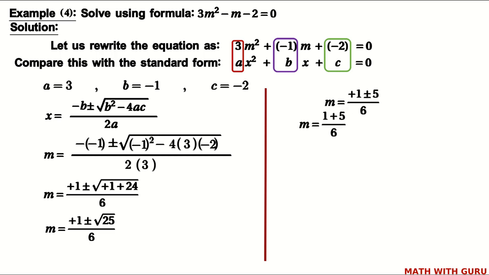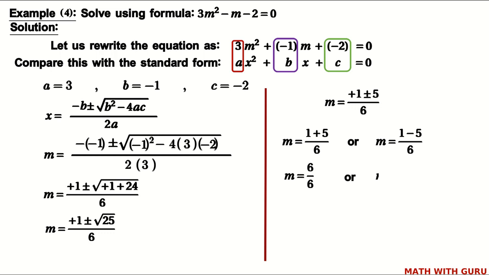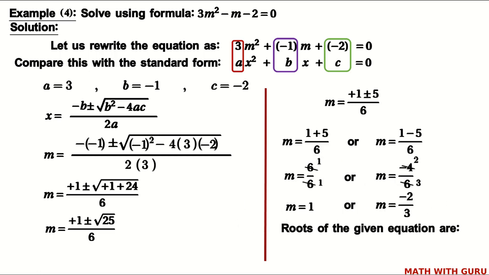Now let us separate the two values. This is the other value. Let us simplify. m equals 6 by 6 or m equals minus 4 by 6. 2 3s are 6. 2 2s are 4. Therefore, m equals 1 or m equals minus 2 by 3. The roots are 1 and minus 2 by 3.